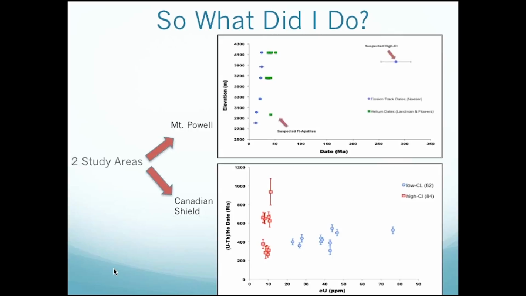Now, on the bottom, we have 2 samples from the Canadian Shield with a similar effect. So if you look at the blue markers, or sample 82, the age is just around 400 to 500 million years. And the red markers seem to almost have bimodal dates, with a cluster around 400 million years and another cluster around 650, and then one up to 950 million years. What's important to note about these 2 samples is that they were collected right next to each other. So they should have the same exact dates, but they don't. So we tested these 2 samples to see if the chlorine content and helium data had any correlations.